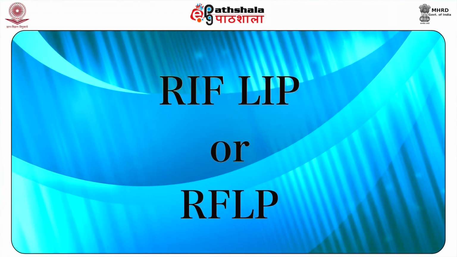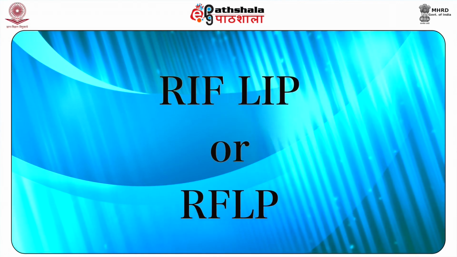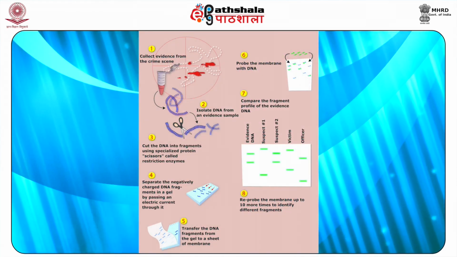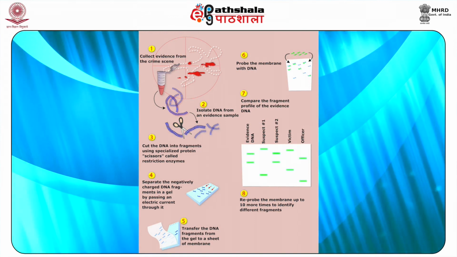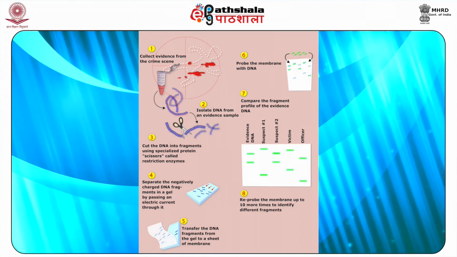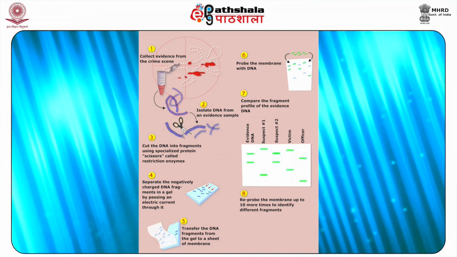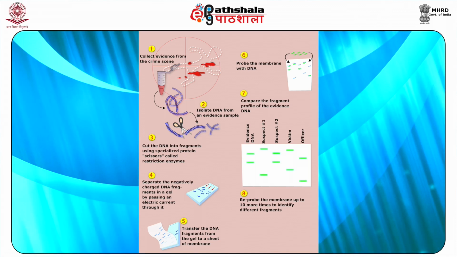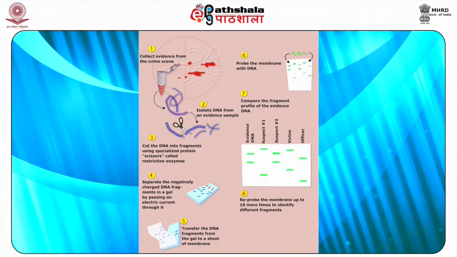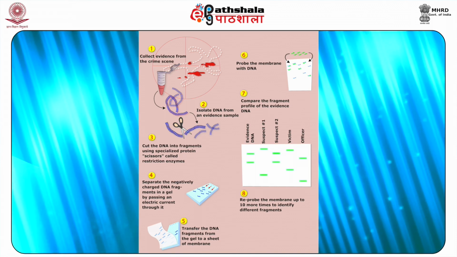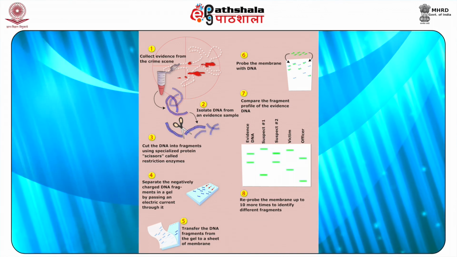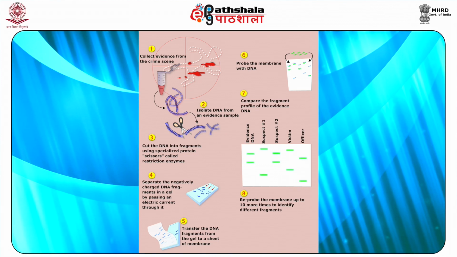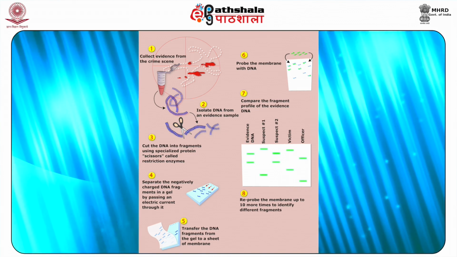Now we will study the RFLP technique. RFLP, also known as restriction fragment length polymorphism. The basic technique for detecting RFLPs involves fragmenting a sample of DNA by a restriction enzyme, which can recognize and cut DNA wherever a specific short sequence occurs, in a process known as restriction digest.